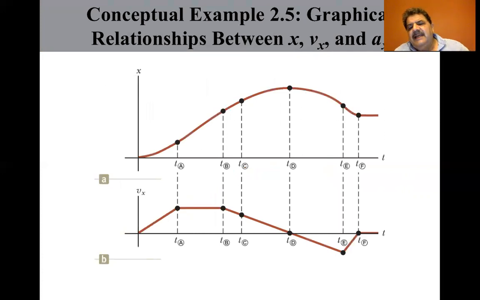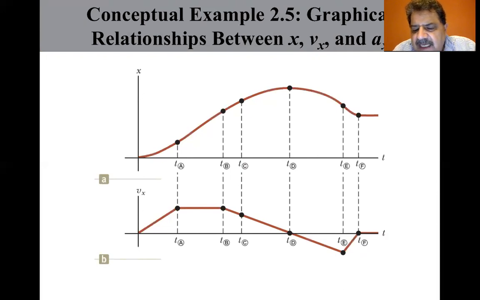The velocity at any instant is the slope of the tangent to the x versus t graph at that instant. So between t equals 0 and t equals t sub a, the slope of the x versus t graph increases uniformly, so the velocity increases linearly as shown here. Between ta and tb, the slope of the x versus t graph is constant, so the velocity remains constant. Notice how it's flat. The velocity is flat between ta and tb.